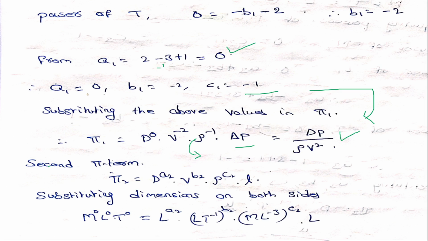Again now second term, that is pi 2 is equal to, again same procedure, d power a2 into v power b2 into rho power c2 into, here the value will be changed into the length. Again substitute the values of powers here, M power 0, L power 0, T power 0, d is nothing but L into L power a2, into velocity is nothing but L into T power minus 1 whole power b2, and rho is M L power minus 3 whole power c2 into L, because L is only length.